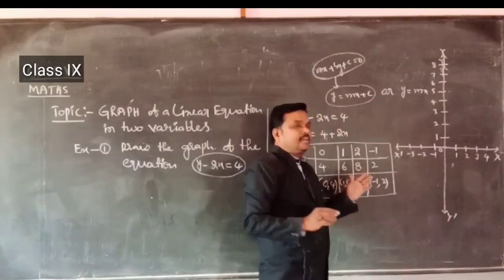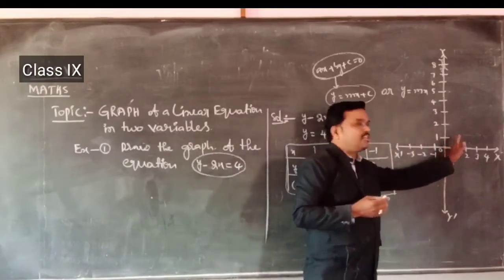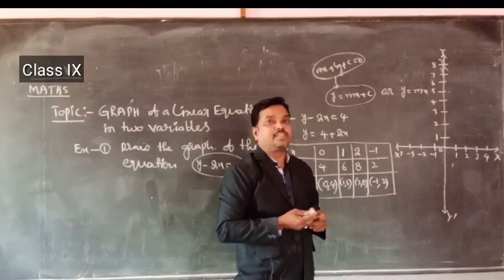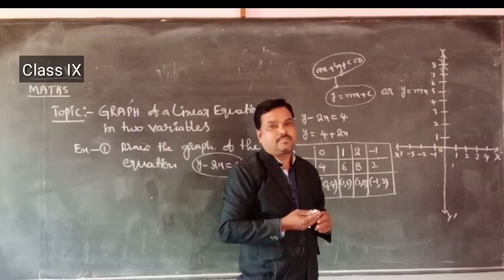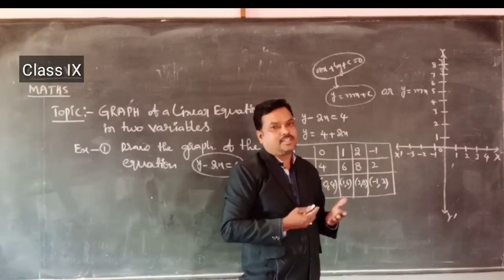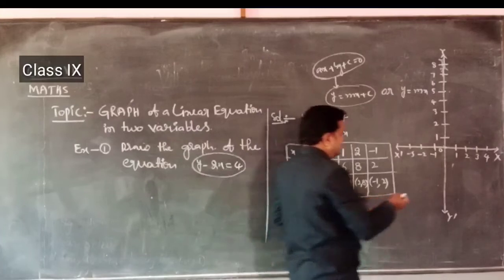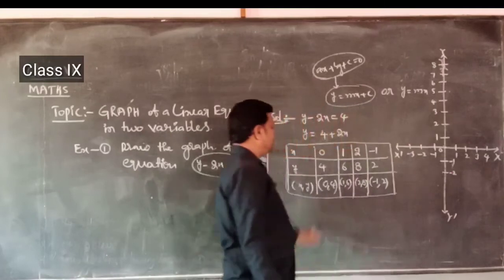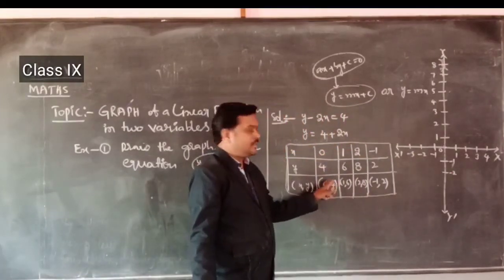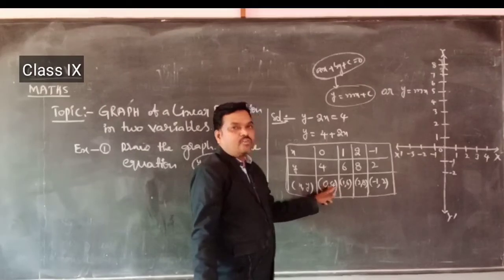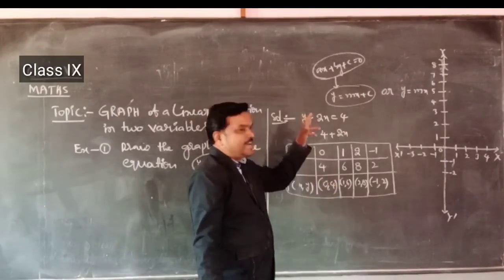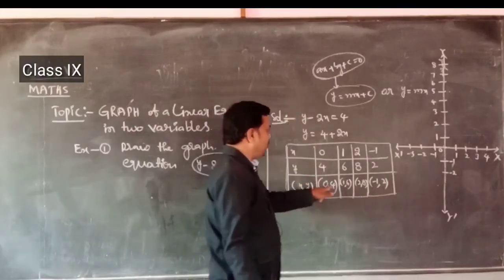The scale I took is on the x-axis 1 centimeter equal to 1 unit, and on the y-axis also 1 centimeter equal to 1 unit. Sometimes we have to change the scale. When we get larger numbers, we have to take 5 units, 10 units like that. Negative direction on the y-axis: minus 1, minus 2. The first ordered pair is (0, 4): x ordinate is 0, y ordinate is 4. This point is located on the y-axis in the positive direction.